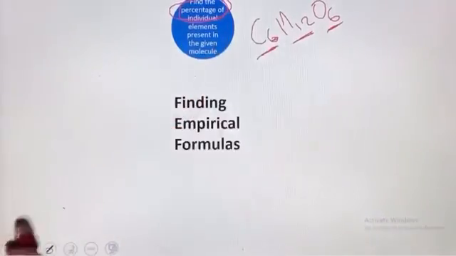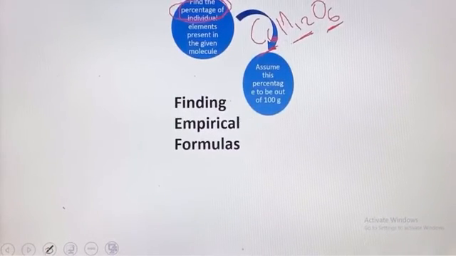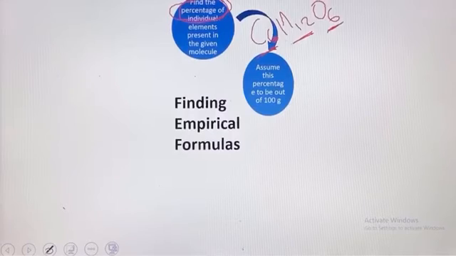Once I find out the percentages, I then convert this into grams. Percentage is always found out of 100. Similarly, when I'm converting that into grams, I'll convert it out of 100 grams. So the value remains the same. It's only the unit that changes. So from percentage, it becomes grams.